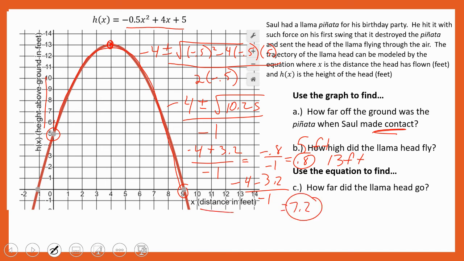How far did the llama head go? That's the distance in feet. It's 7.2. So that picture looks to me like it's off. And I don't know if they mess up the drawing or they're doing that on purpose to you. You can go back and check and say, well, I'm wondering about this vertex that I saw. The vertex is the opposite of b over 2a. And so my vertex looks right, because that's 4.